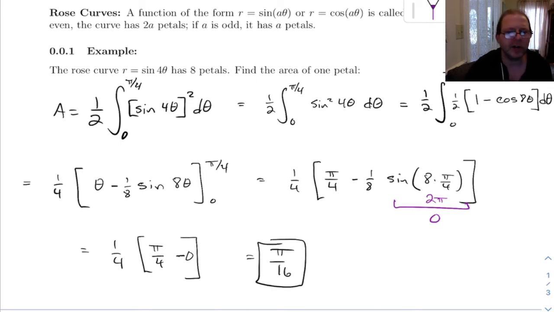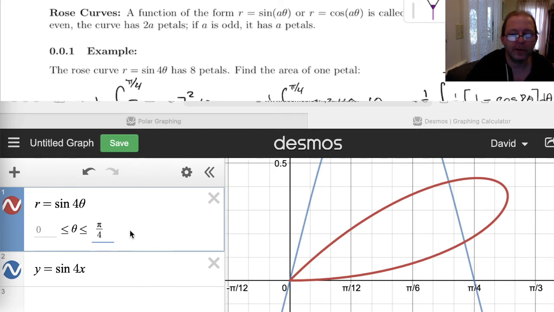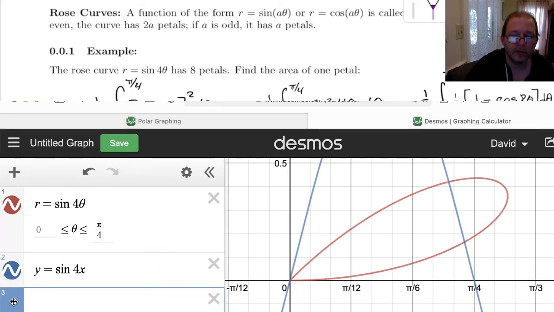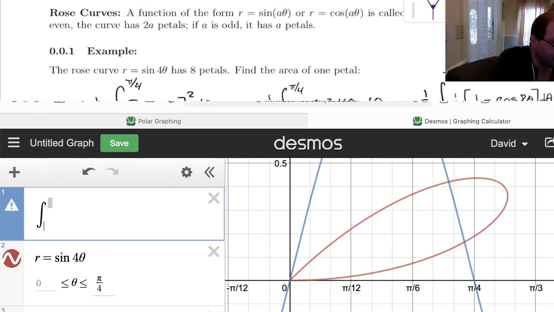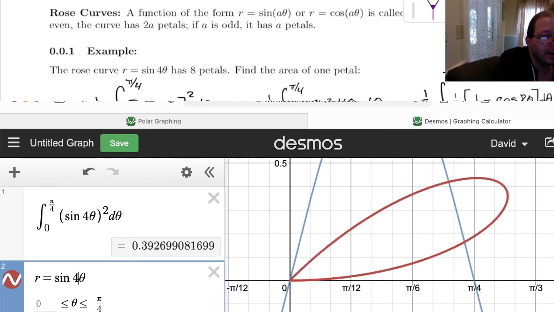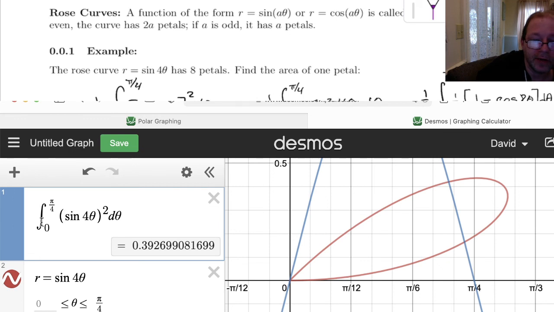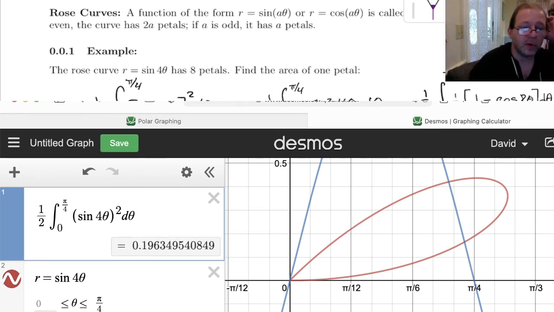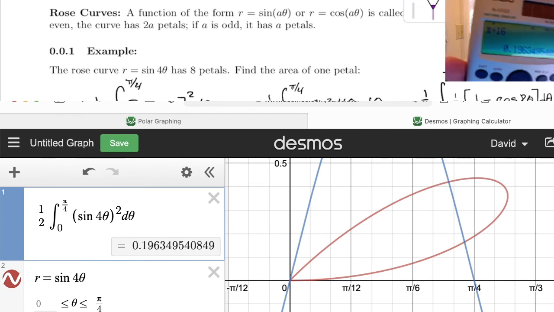All right, let's double check our answer. Over here on Desmos, I'm going to put in the integral from 0 to pi over 4 of sine 4 theta squared d theta. And I also need to put a 1/2 on the front of that. So that gives me 0.1963. Let's compare that to pi over 16. When I do that on my calculator, I get 0.1963.